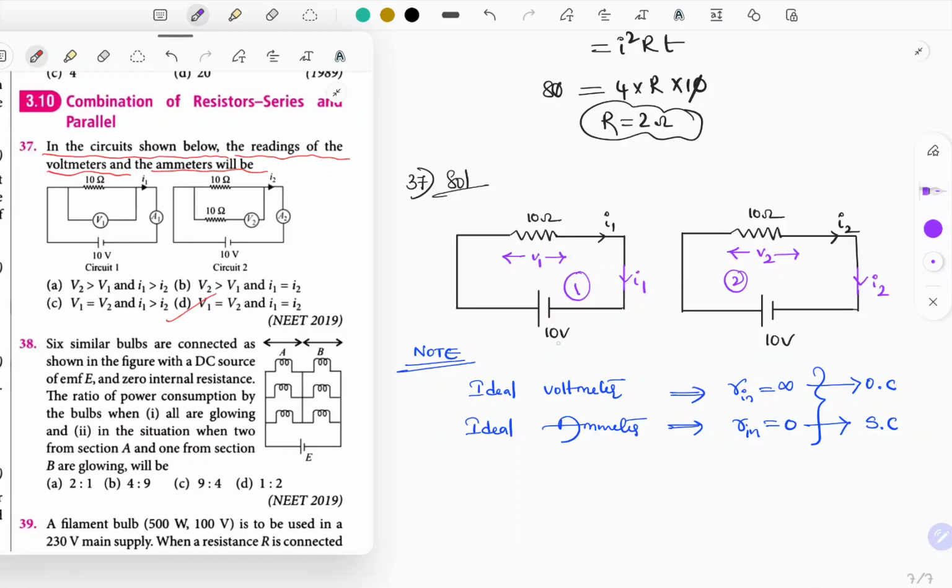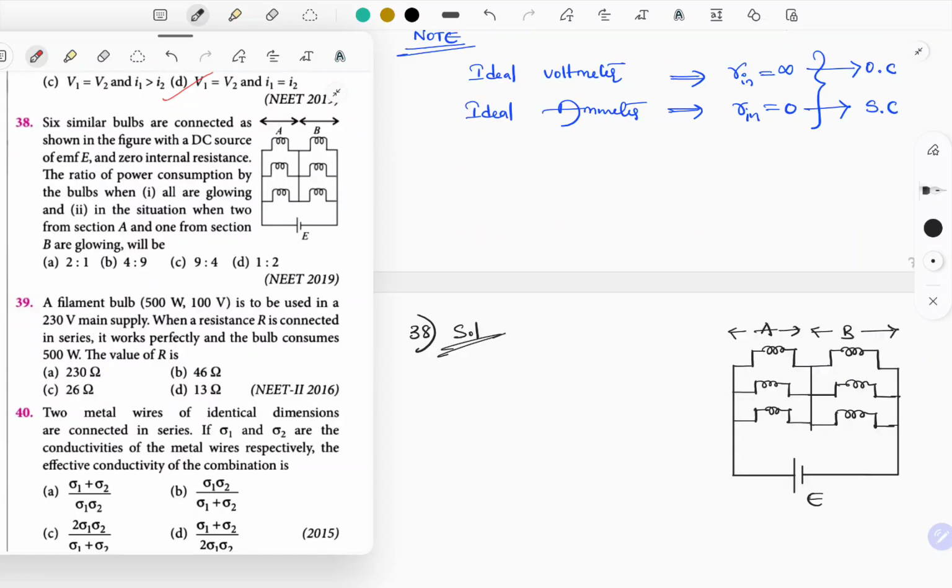The total voltage is nothing but 10 volt. The 10 volt will appear across the 10 ohm resistance. So 10 by 10 is 1 ampere. So the current in the first circuit and the second circuit is the same. Voltage across the resistor in the first circuit and second circuit is also the same because the circuit is similar. This is how we have to replace the given circuit. Hope you understand. So let's move on to the next question.